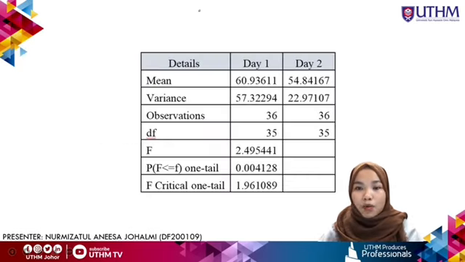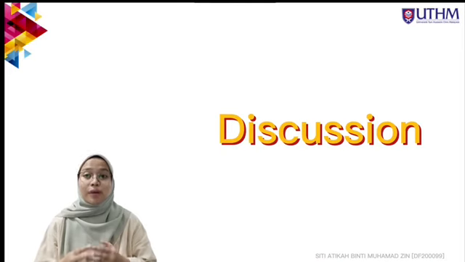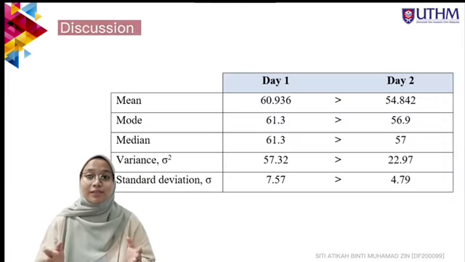This is the software data for the F-test. The variance, observations, degree of freedom and F value are the same as the manual calculations, but the F critical is slightly different from the manual, which is 1.961089. But both values from the manual calculations and the software data for the F critical still give the same result and conclude that we still reject H0, which is the null hypothesis. Next, I will talk about the discussion of this study.